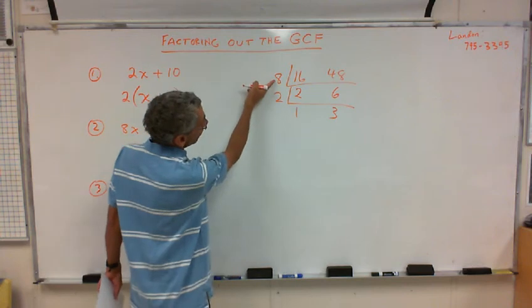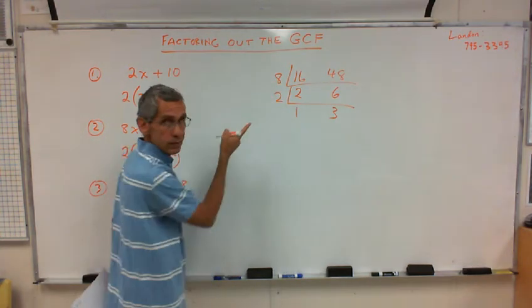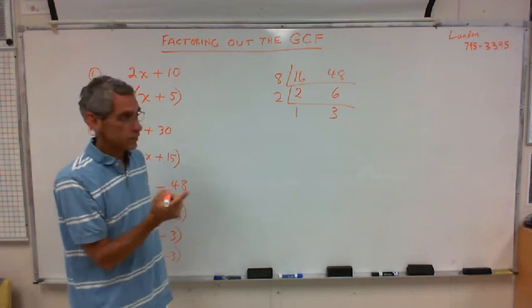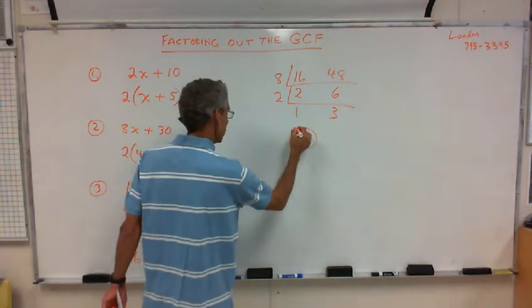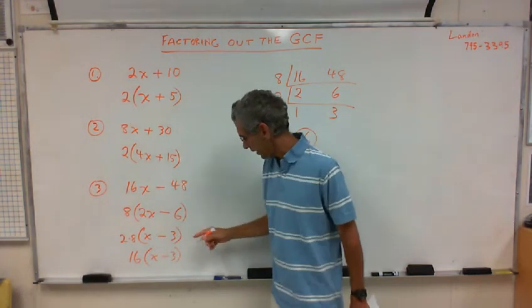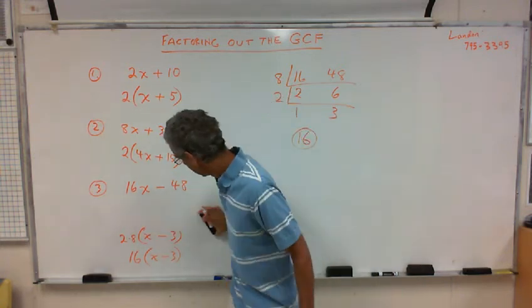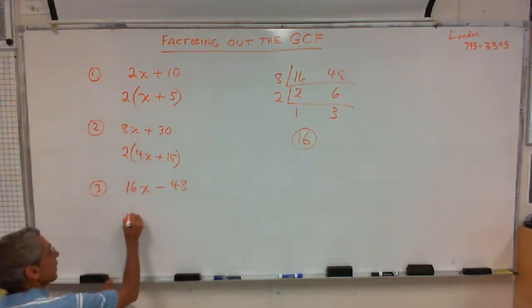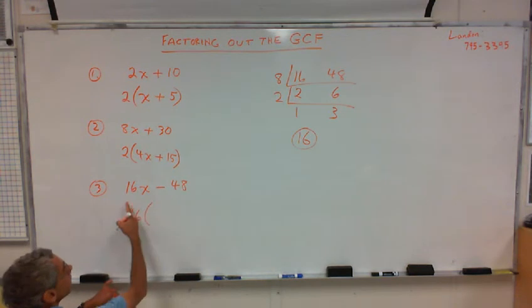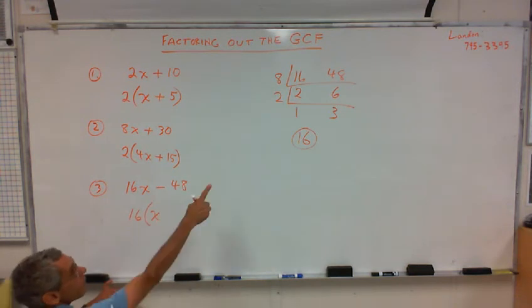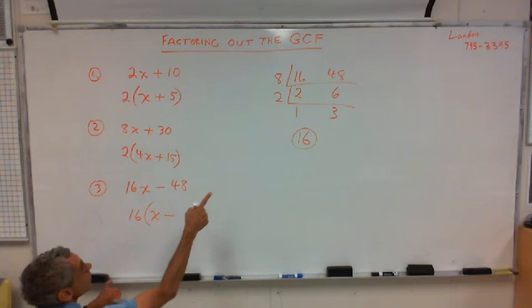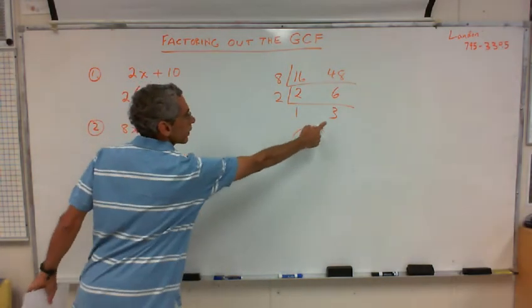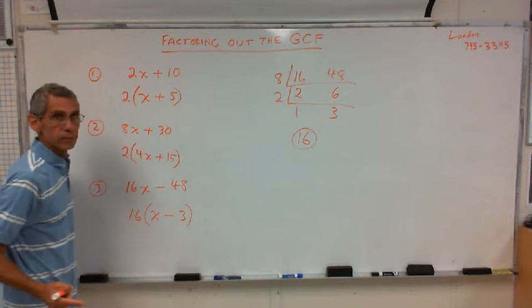So my greatest common factor is this times this. 8 times 2 is 16. So my greatest common factor is 16. So if I know that, I could have come back here, and instead of doing the long way, I could have just said 16 parentheses 1x minus 3. Look at that. This is my 1x minus 3 right there.